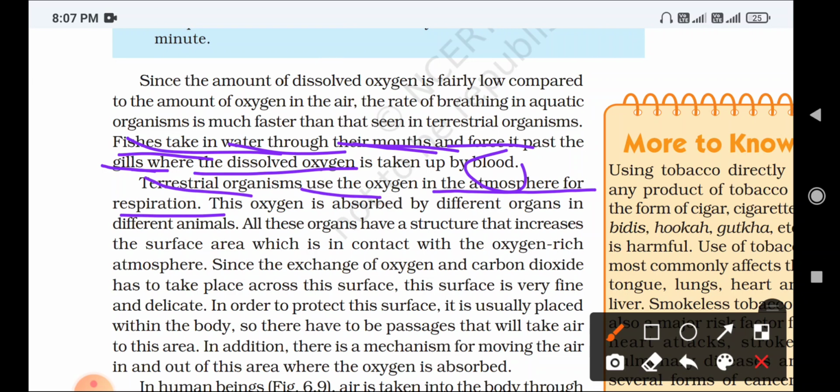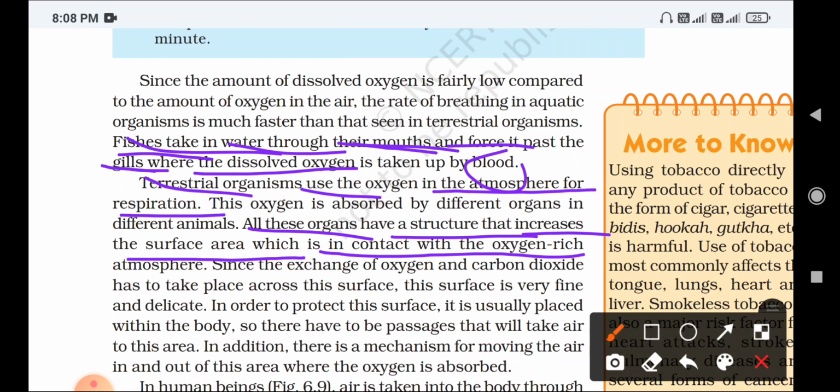All these organs have structures that increase the surface area in contact with the oxygen-rich atmosphere. So all organisms have different organs for the absorption of oxygen, and that organ should be in contact with the atmosphere, that is, with the oxygen.